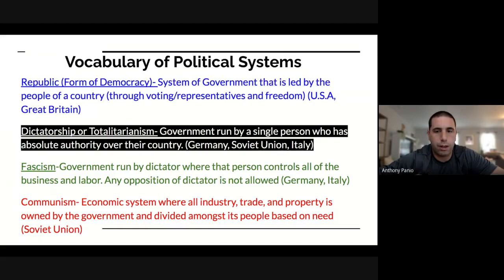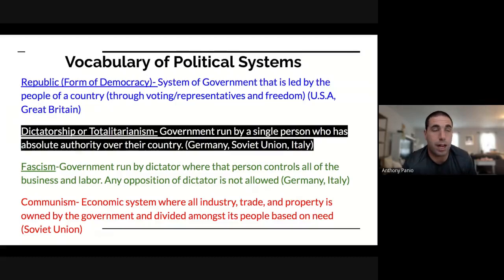Now that you have time to copy this down, let's go over everything here. There are different types of governments around the world. Not every single government around the world has the United States form of government. So let's first start with our form of government so we're on the same page. The United States form of government is known as a republic, or it's a form of democracy, and you guys are familiar with this already. It's a system of government that is led by the people of a country.